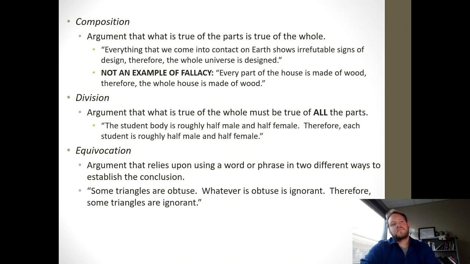So here's an example of an equivocation. Some triangles are obtuse. Whatever is obtuse is ignorant. Therefore, some triangles are ignorant, right? Where we go wrong here is this word obtuse, right? Obtuse is a way of characterizing a specific mathematical formation of a triangle. It's a way lines are organized as a triangle. That's a certain use of that. And obtuse, in this other way, means ignorance, being stubbornly resistant to contradicting evidence or something like that, right? And the conclusion here is generated because we're using two different meanings of the word, right?